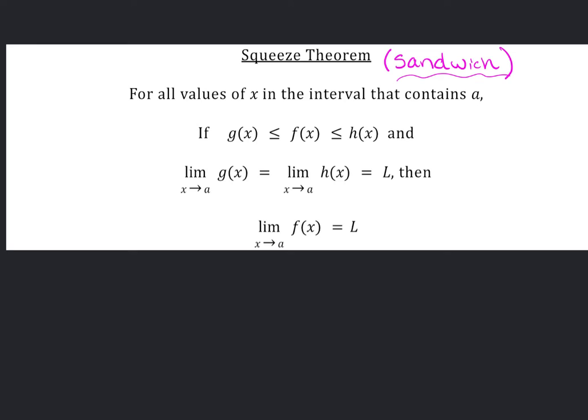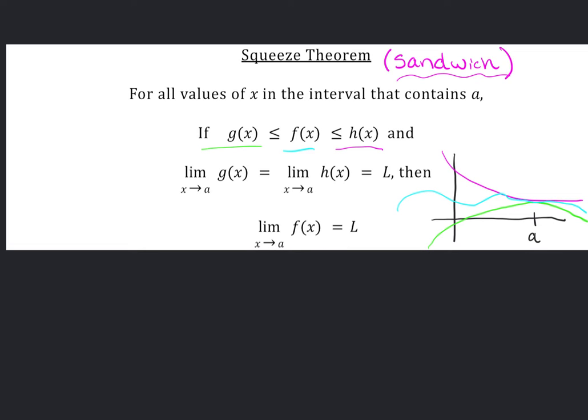So just to give a little visual, we're just going to kind of make up a little graph. And it has the x value a. Now I'm going to have three graphs. So let's start with h of x. Let's say h of x kind of comes down like this. Let me get a different color. Let's say g of x does this. And f of x, let's say, is squeezed in between them.